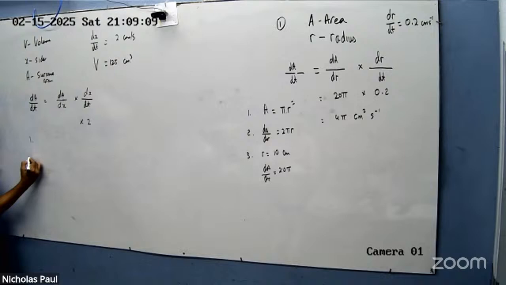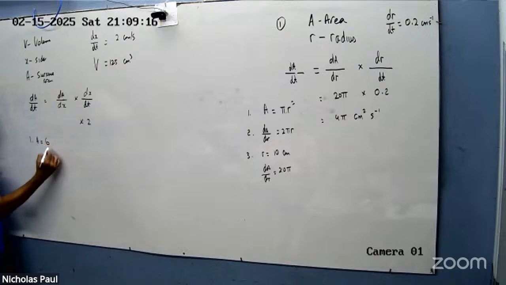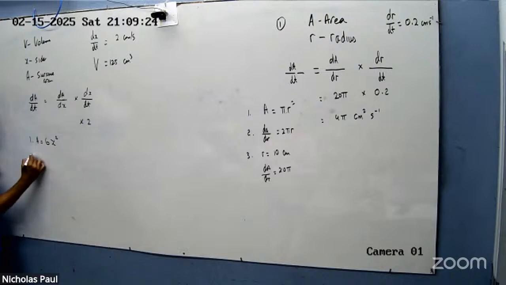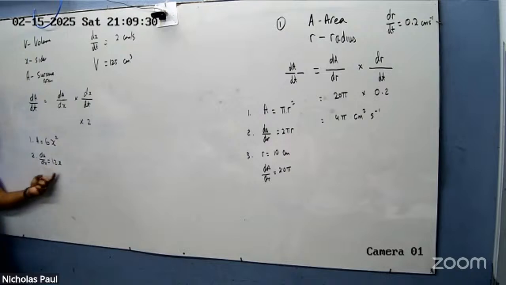Step number one, we need to get A in terms of x. Surface area of a cube, so I have 6 sides, where each side area is x squared. So A is equal to 6x squared. Then we're going to differentiate that. dA/dx is 12x. We have a slight problem. In step 3, we don't know what x is.